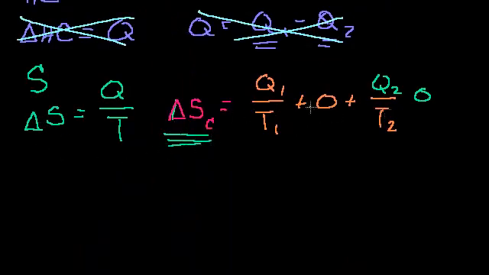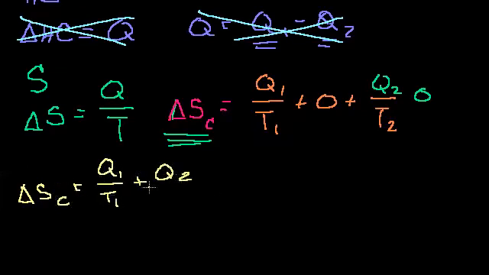So let's figure out what this value is. Our change in our mystical new candidate state variable, S, as we go around the Carnot cycle, is equal to Q1 over T1 plus Q2 over T2. Well, we'll see Q2 is negative. So what is Q1?